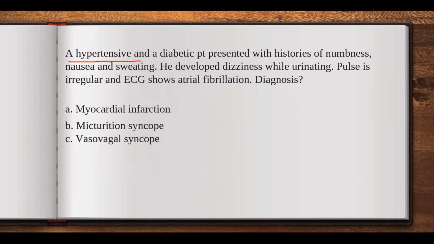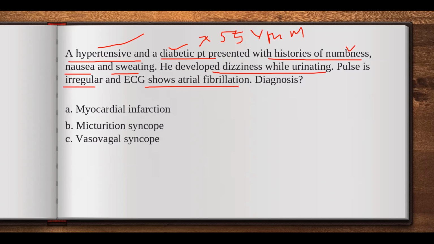Next, a hypertensive and a diabetic patient presented with history of numbness. Let's say this patient is a 55-year-old man. Okay, so hypertensive, diabetic, history of numbness, nausea, and sweating. He developed dizziness while urinating, pulse irregular. That means he's also an AF patient. ECG shows that. What is the diagnosis? Myocardial infarction, micturition syncope, WPW syndrome.